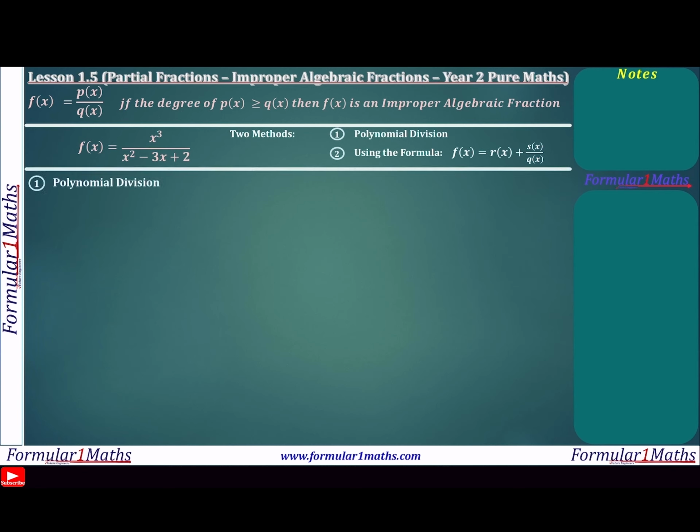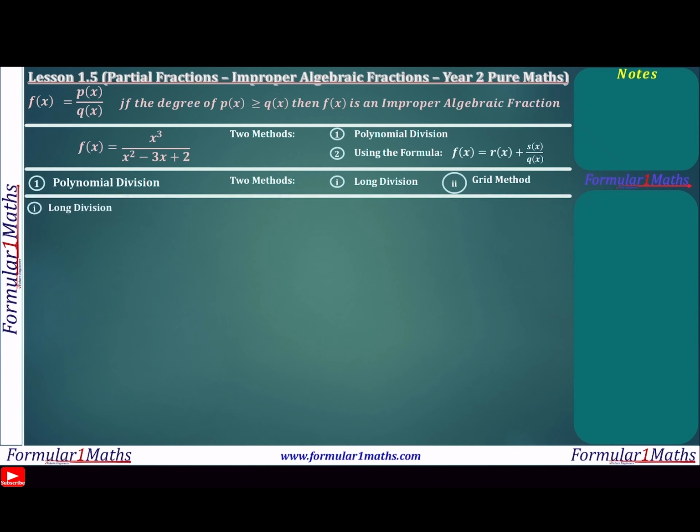Now, polynomial division itself has got two methods. The first one is a long division method, and the second one is a grid method. So I'm going to use both in this slide, and then we'll go and learn how to use a formula in the subsequent slide. So first, the long division method. This is where we use the bar shelter. So in this case, we put the numerator under the bar shelter and the divisor outside the bar shelter.